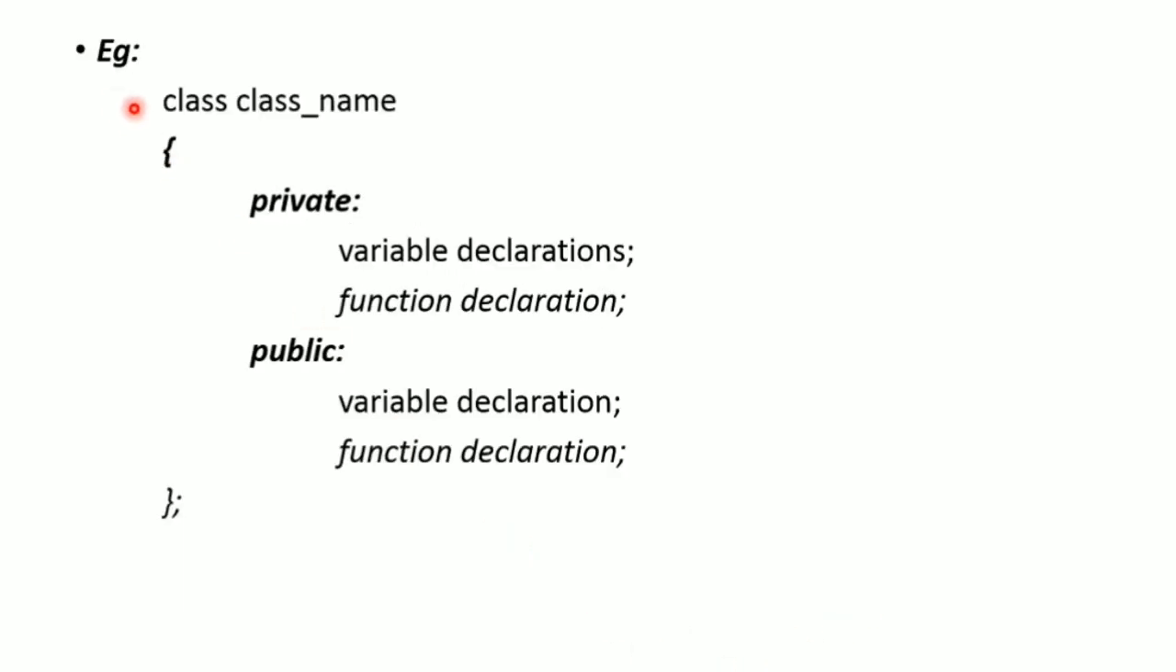Here is an example of how we declare private and public. Simply the class name, the keyword private followed by a colon, variable declaration, function declaration, public colon, variable declaration, function declaration, and the class is closed. If neither private nor public is written, all the class members will be private by default.